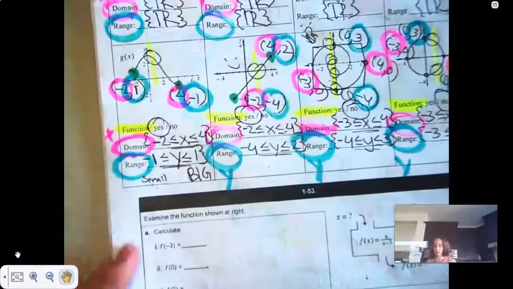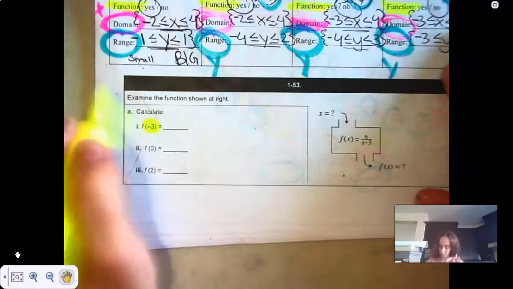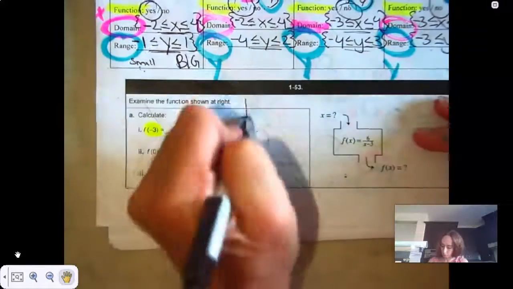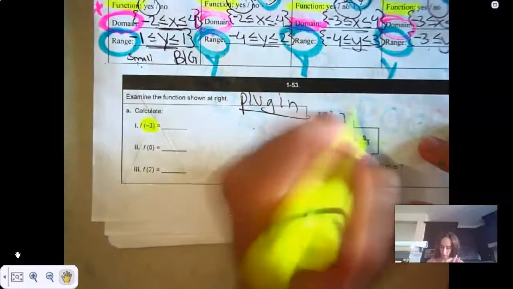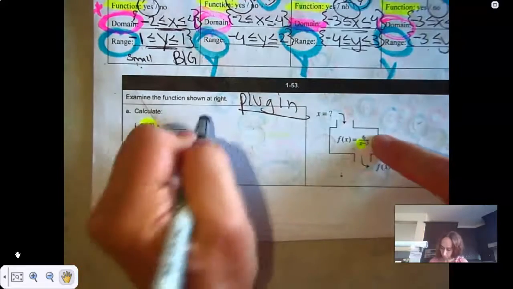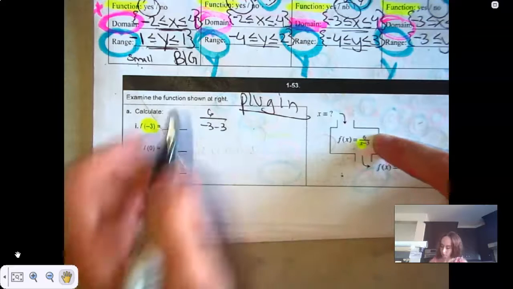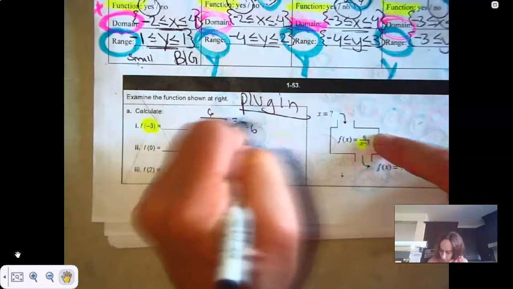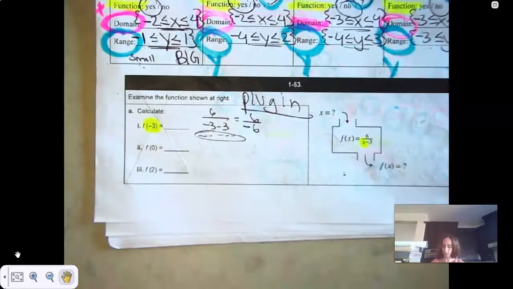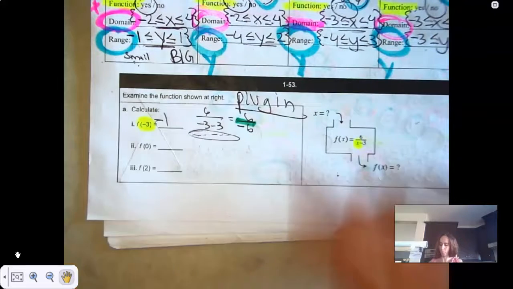Okay? Now we're going to do this last problem. Okay, so what they want you to do is they want you to take negative 3 and plug in. So I'm going to take negative 3 and I'm going to plug it in. So I'm going to go 6 divided by negative 3 minus 3. 1, 2, 3, boom, negative 6. 6 divided by negative 6, negative 1.